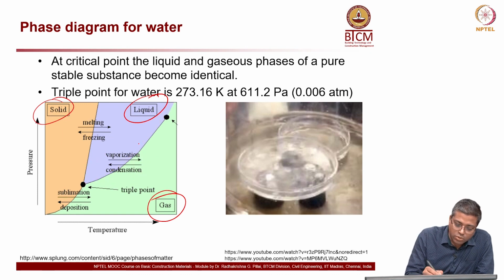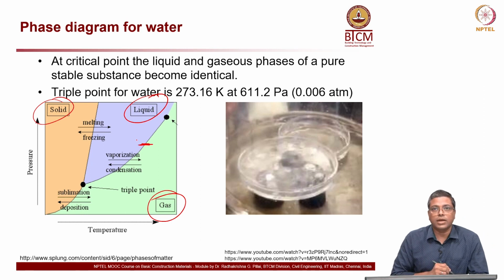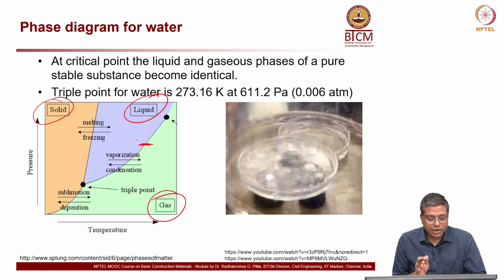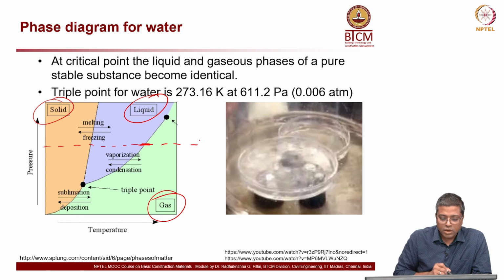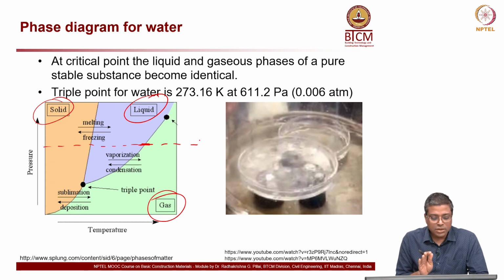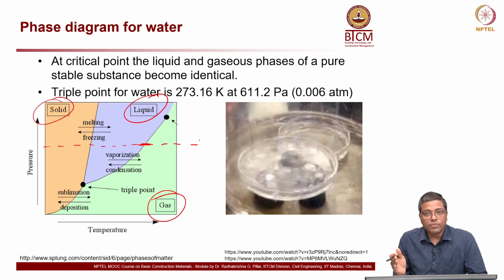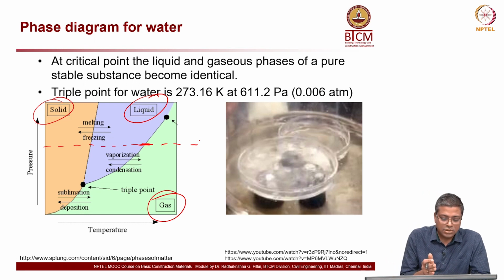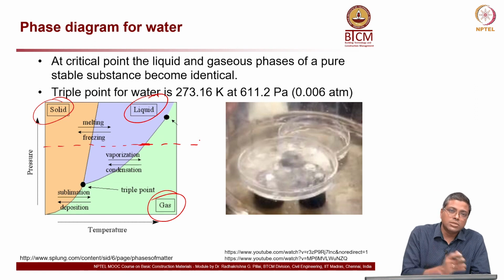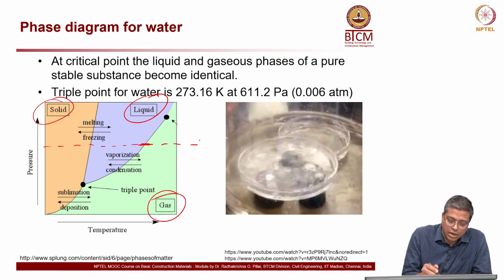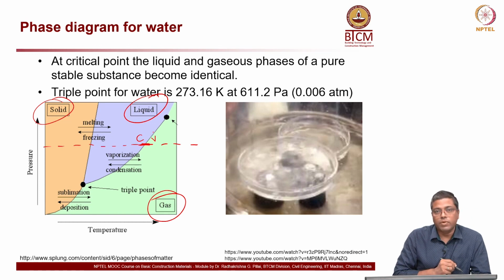Let me draw it more closely. Let us say here a slight change in the temperature along this red line, the small red line which I just drew. If the temperature slightly increases at the same pressure, it will vaporize, and if the temperature slightly decreases, then it will condense. So, you can have C condensation and V vaporization.